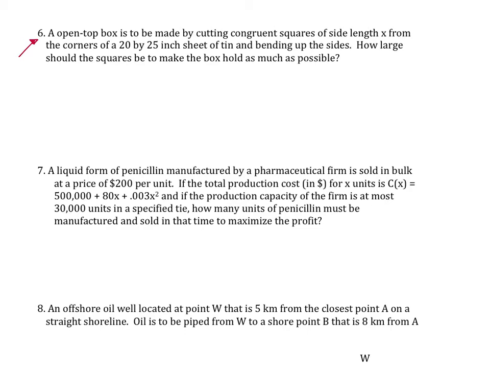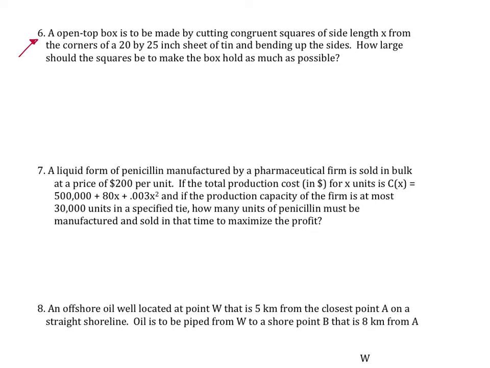Over here it says an open-top box is made by cutting congruent squares of side length x from the corners of a 20 by 25 inch sheet of tin and bending the sides up. How large should the squares be to make the box hold as much as possible? We're trying to maximize a box. And here's what we got. We have cutting out congruent squares of length x.